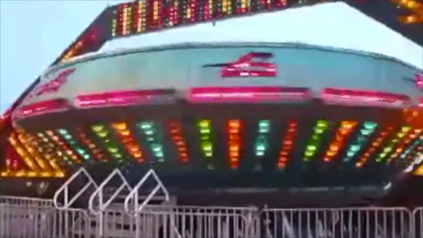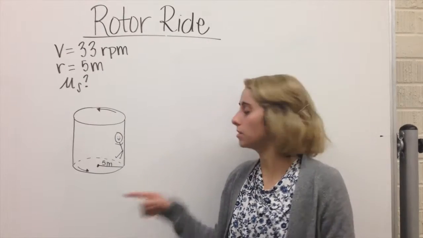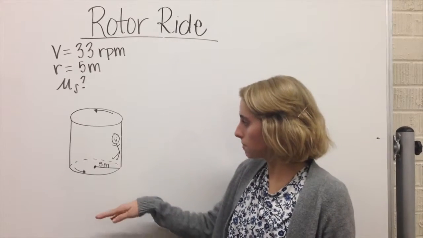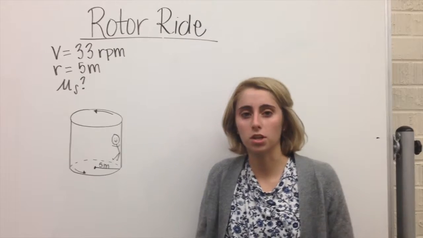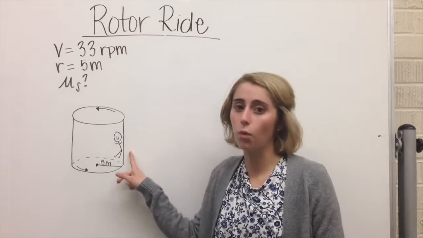Problem: we counted the revolutions per minute and got 33. The average radius of a rotor ride is 5 meters. At the amusement park, there's a ride called a rotor ride, which is essentially a cylinder that spins in a circle, and once it reaches its maximum speed, the floor drops out and you stay against the wall and don't fall down. This is due to a force of friction, in this case static friction, because you're not moving up and down, you're staying in the one place.